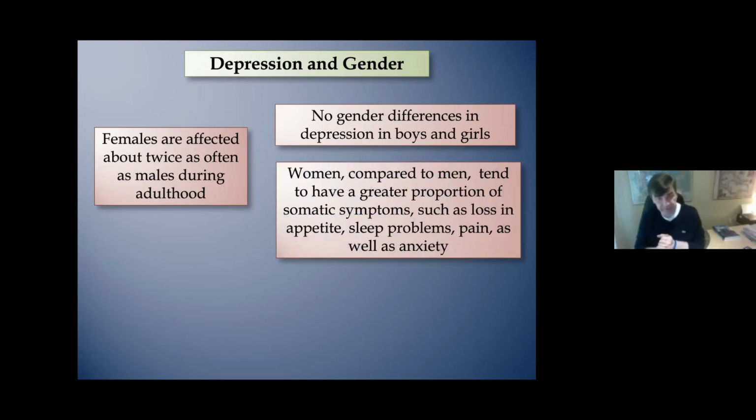Women compared to men tend to have a greater proportion of somatic symptoms such as loss of appetite, sleep problems, pains, as well as anxiety. Men in the US report more psychological symptoms. So why? It's a separate subject to discuss, and it's again cultural and gender-related issues, and many other interesting factors affect this. But this is what it is. But I put here women tend to have, which doesn't mean every woman has the same symptoms, every man has the same symptoms.